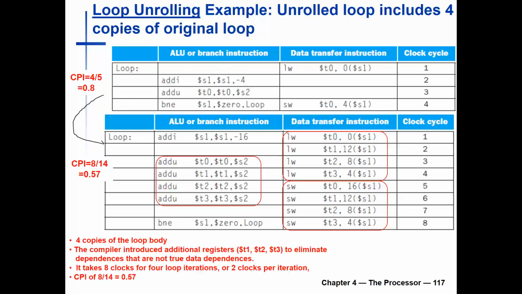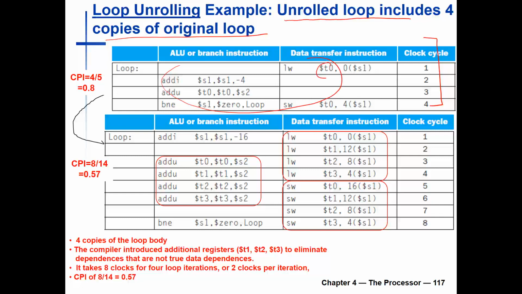So this is our two-way original loop without unrolling. This is the unrolled loop, using 4 copies of the original loop. So I'll take 4 copies of this and write them in my original loop.